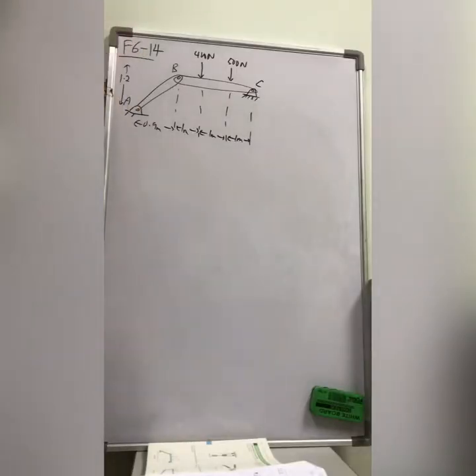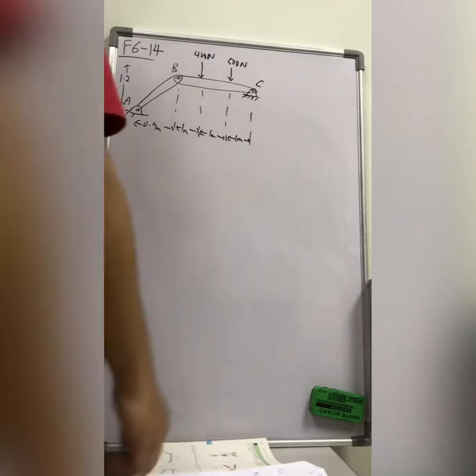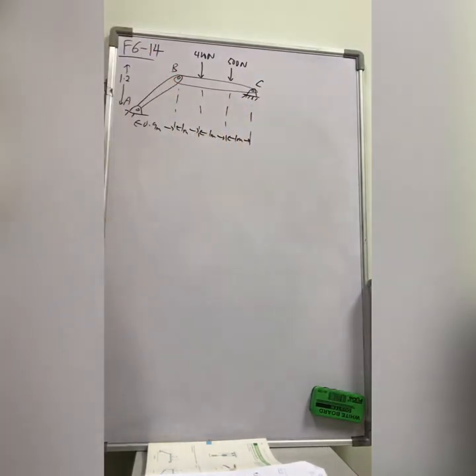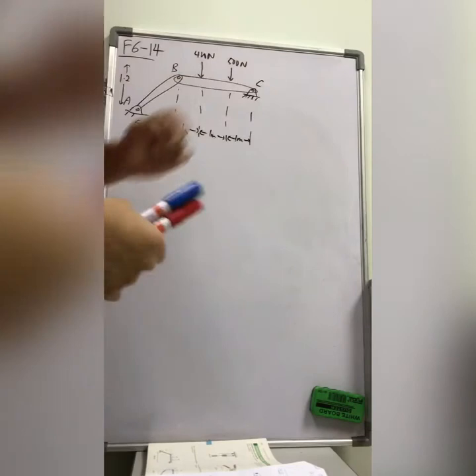Okay, now fundamental problem 6-14. The question asks you to determine the horizontal and vertical components of the reaction at pin C. So at pin C, you have the horizontal and vertical components, Cx and Cy, basically. You need to find what they are.